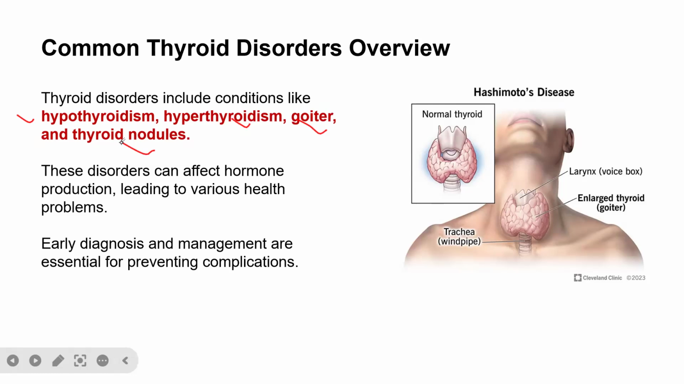As we can see, this is the normal thyroid from here, and this is, of course, Hashimoto's disease. And as you can see clearly from here, there is an enlargement of the thyroid gland, and we call the medical condition goiter. As we are doing the video, we are going to take each of these disorders of the thyroid and discuss them. So then the next thing that we are going to look at is hypothyroidism.